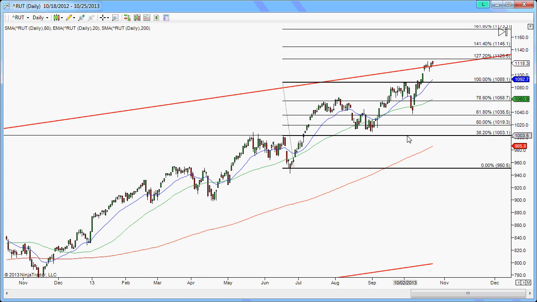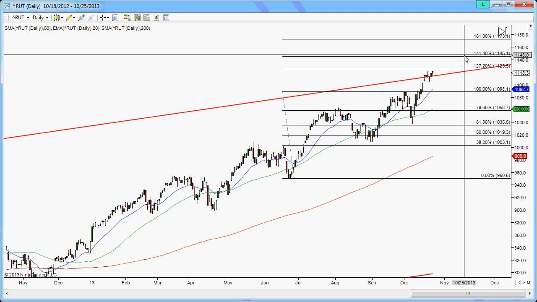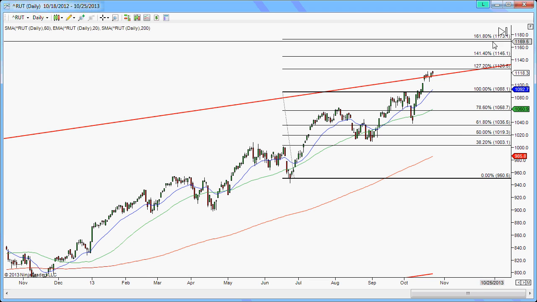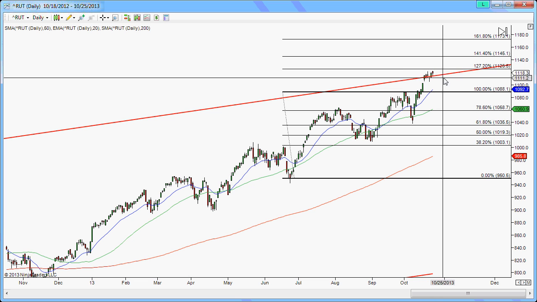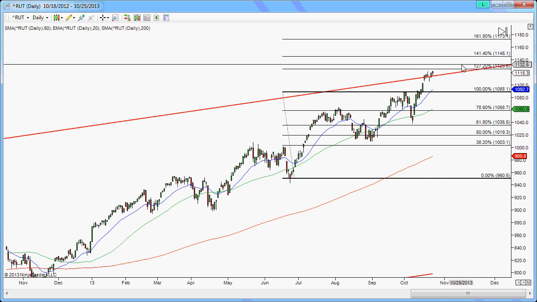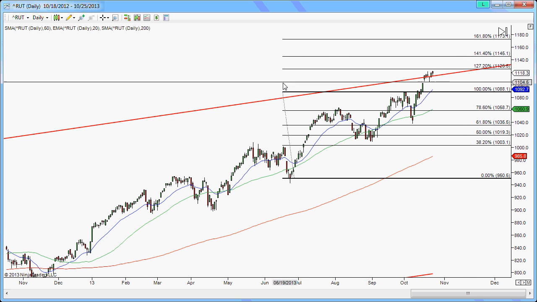Because if we look at this on the Fibonacci extension, we could be seeing somewhere around this 1125 to 1145 here, just on a 127 and a 141. Now, if it wants to get up to this 1173, then that would be the 161. So it all depends. We might be seeing a little bit of a consolidation here, and then get this little push. So there is a lot of speculation on these small caps.